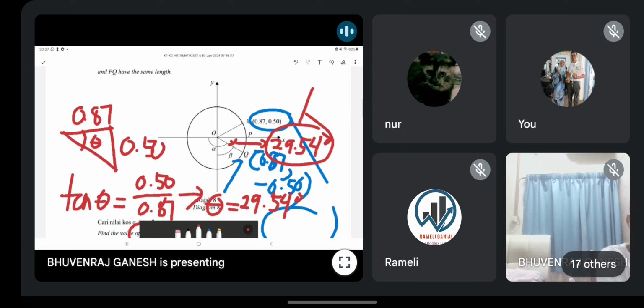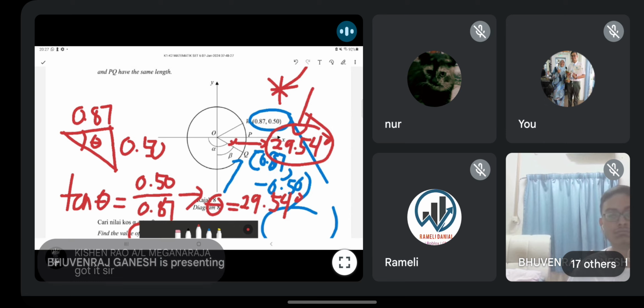That's why you must get this info first. This is the main thing. Kamu kena dapat yang ni dulu. Then only you can find alpha and beta. Okay, can you get it? Okay, good. So any more questions, guys?